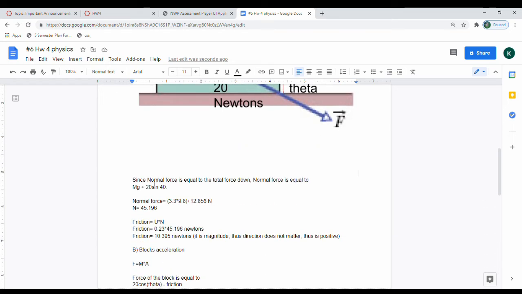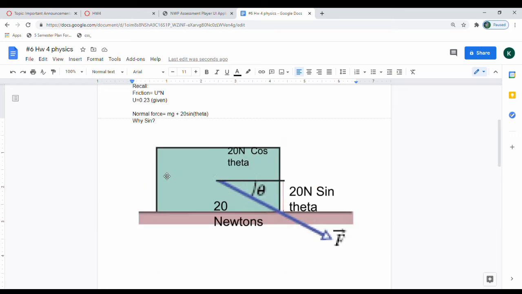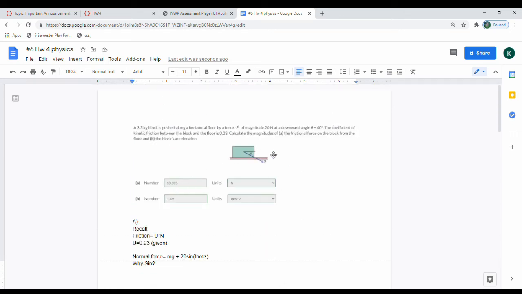Since the normal force is equal to the force down, it's gravity plus whatever number you got, sine theta. And then you should find the normal force. Once you've found the normal force, just multiply it by your coefficient of friction, whatever it is, and that will give you the force of friction. That would give you the answer for part A, the frictional force on the block.